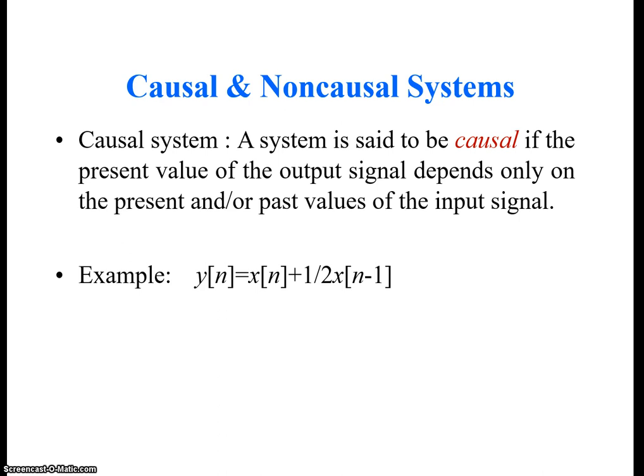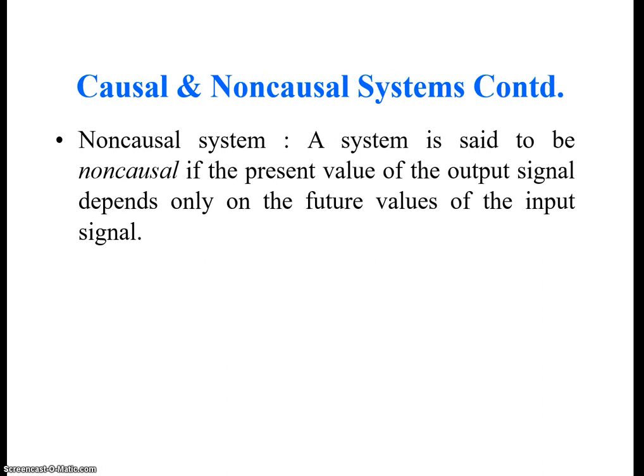Suppose the present value of the output depends on a future value of the input signal, then it's called a non-causal system. So a system is said to be non-causal if the present value of the output signal depends on the future value of the input signal.